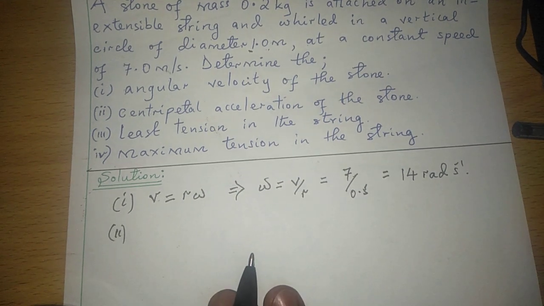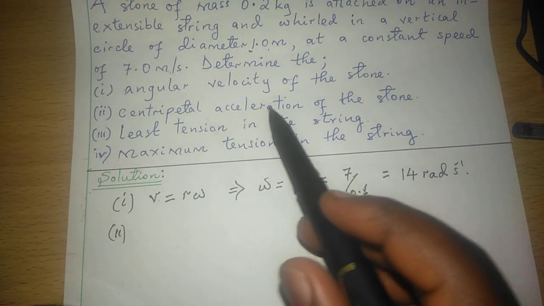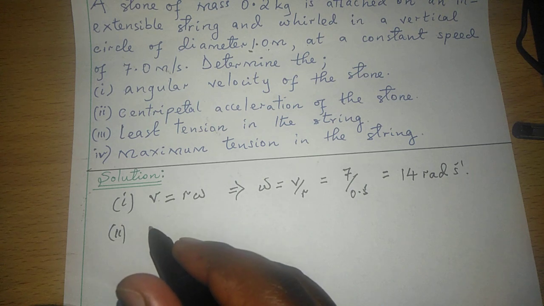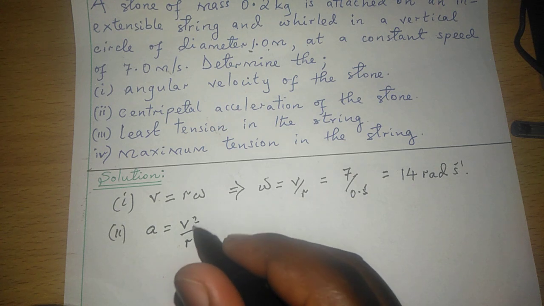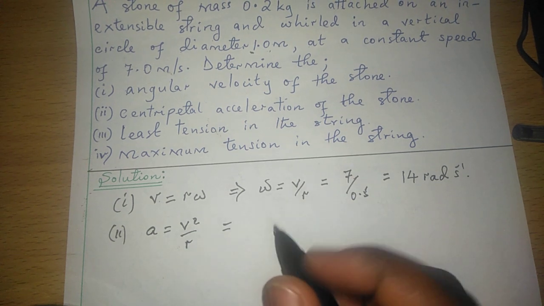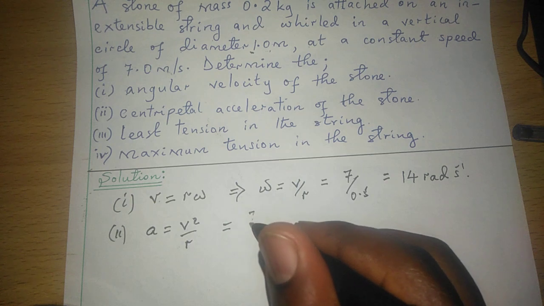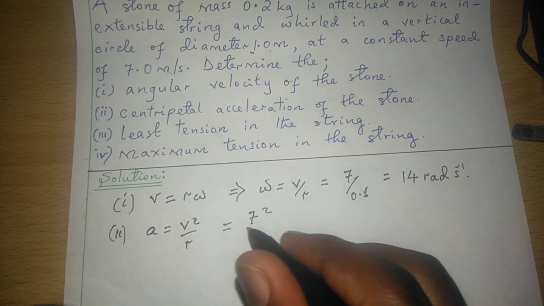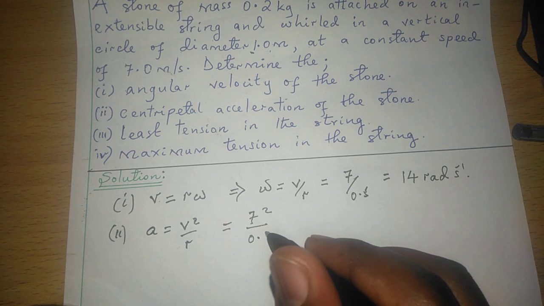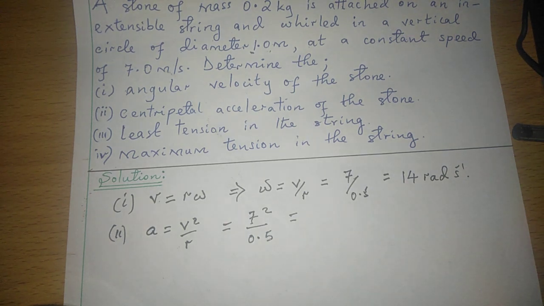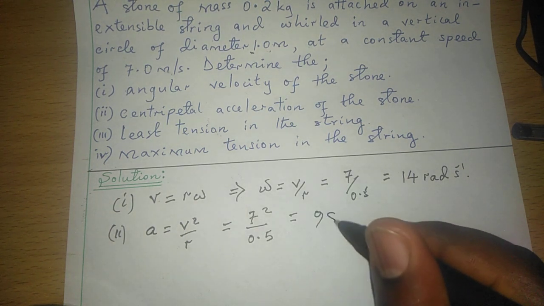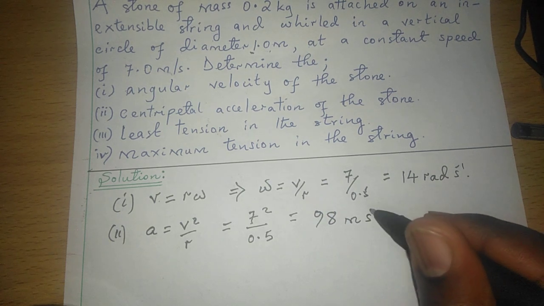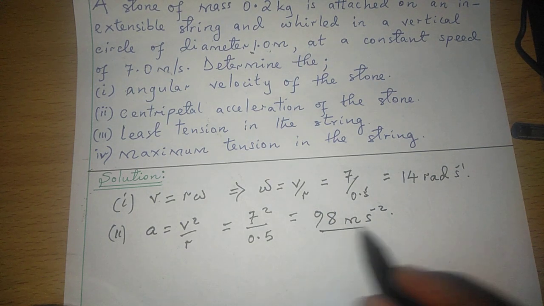Part 2, the centripetal acceleration of the stone. So centripetal acceleration is usually given by v squared out of r. So the linear velocity, which is 7, when we square it and we divide with r, we can check the answer. 7 squared, then we divide by r. This gives us 98 meters per second squared.